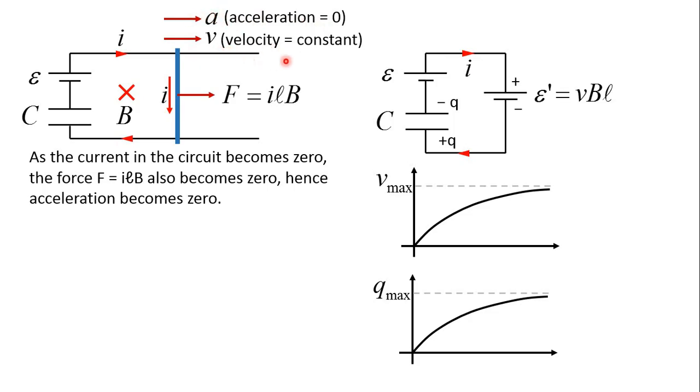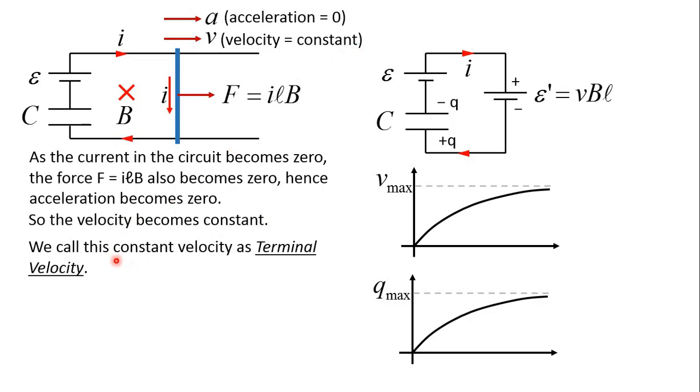And we know from kinematics that when acceleration becomes 0, then velocity becomes constant. So the velocity becomes constant. And we call this constant velocity a terminal velocity. Look at the graph on this right side. In the beginning, the velocity of the rod was 0, and now the velocity is increasing. But the moment acceleration becomes 0, the velocity after that moment becomes constant. Thereafter the velocity will remain the same value even after a long time. That constant velocity is the Vmax, or the terminal velocity here.